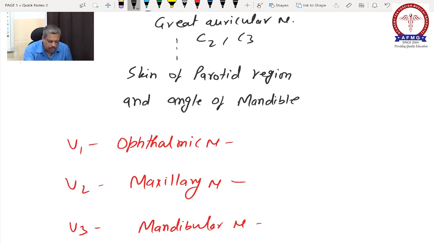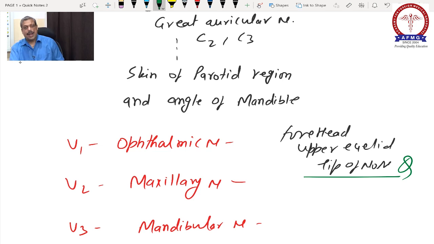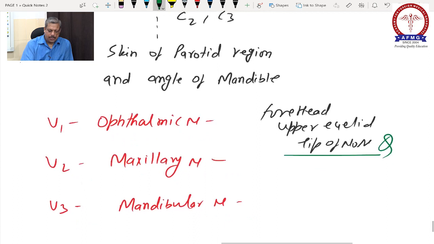Those few important points. Ophthalmic nerve, what does it supply? It supplies the skin of the forehead. It supplies the upper eyelid. It supplies the tip of the nose. This point is important. The tip of the nose is supplied by the ophthalmic nerve.